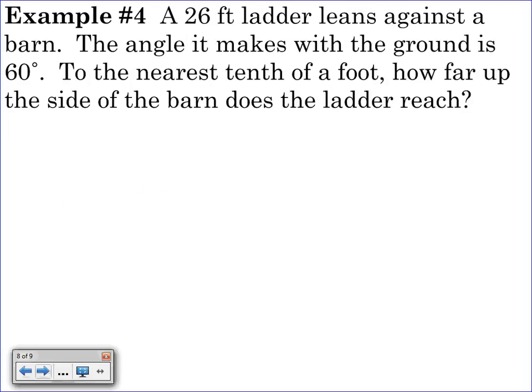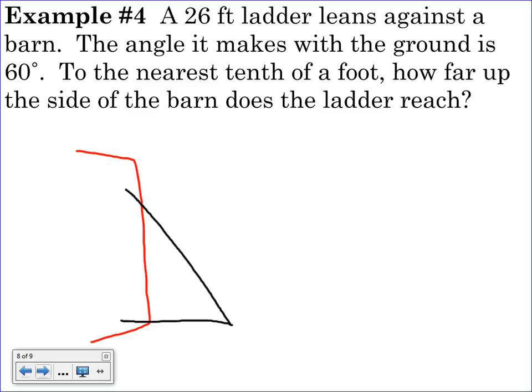Then we have one more problem. This problem says that a 26-foot ladder leans against a barn. So again, we have our barn. The angle it makes with the ground is 60 degrees. So now we have a ladder that's propped up against the side of the barn. But the angle it makes with the ground, so between the ground and the ladder, is 60 degrees.